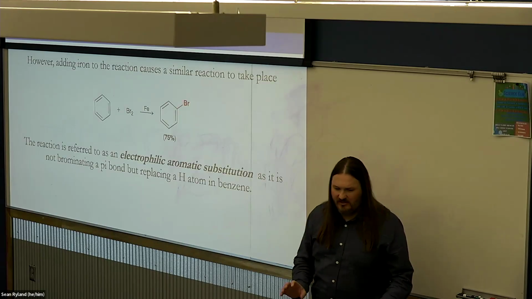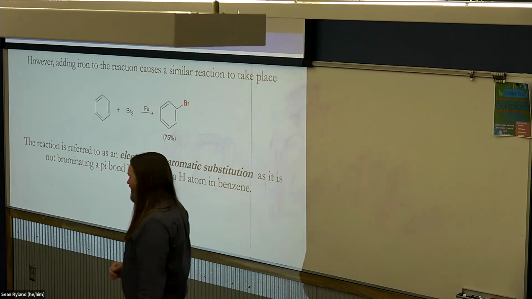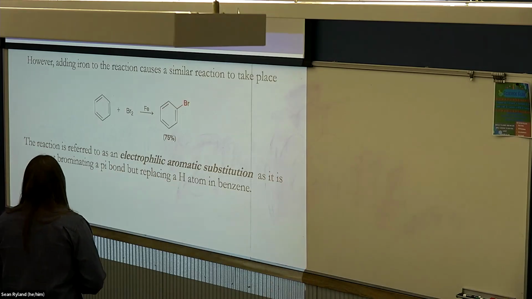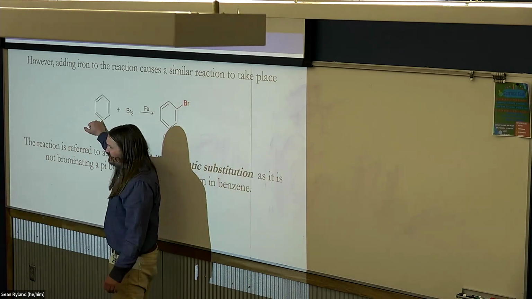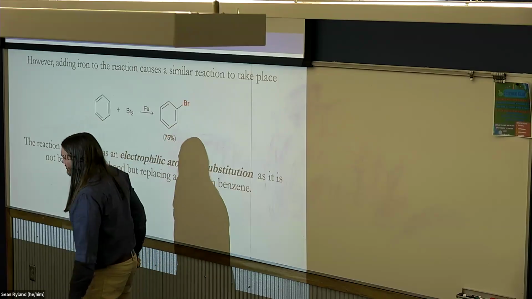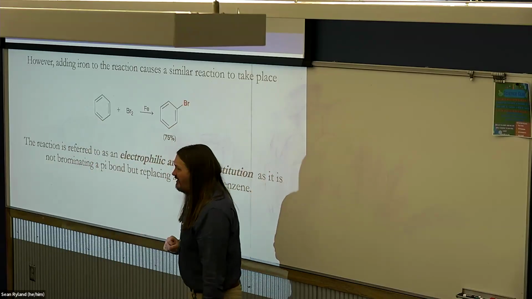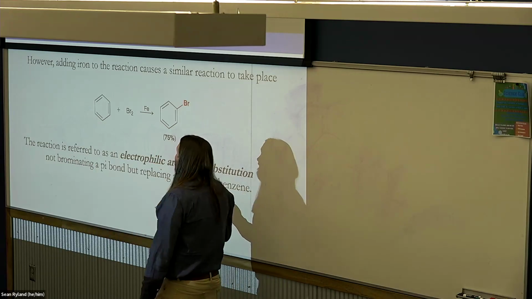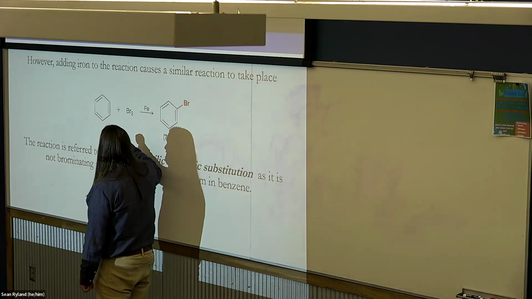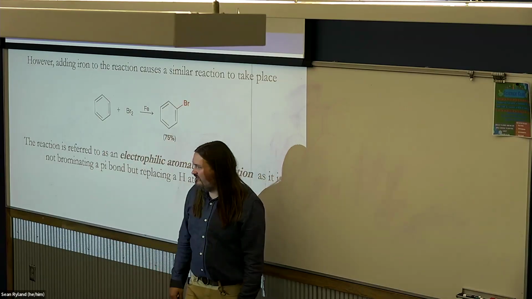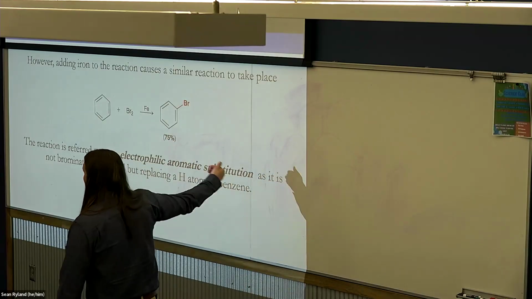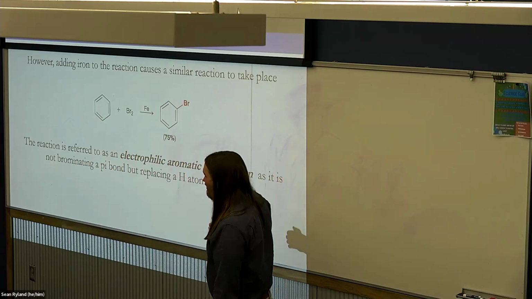But what we do see is that if we add the right catalyst, we can get a different reaction. We don't break our pi bonds. We're actually going to do a substitution reaction. And the substitution reaction is going to look a little bit different, specifically because we're actually going to replace a hydrogen this time. We've never done that. We always had to have a leaving group for a substitution reaction.